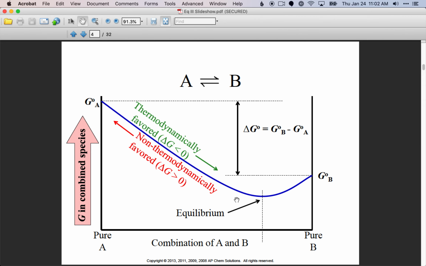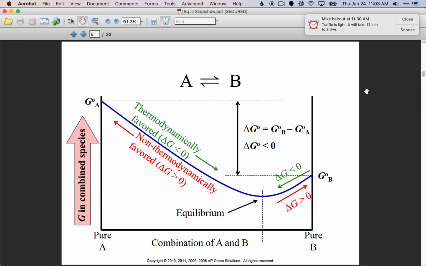However, notice that there is more product than there is reactant. So what does that mean? So here we have a situation where we could come from the opposite direction, where delta G is essentially still favored because the difference between B and equilibrium is negative, and as a result, we could have product forming some reactant if we started off with pure product.